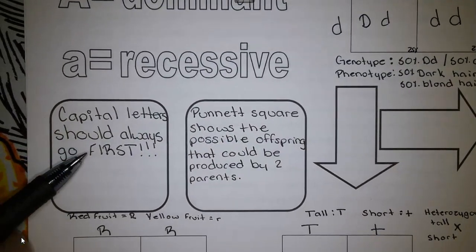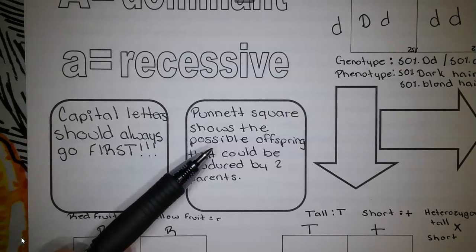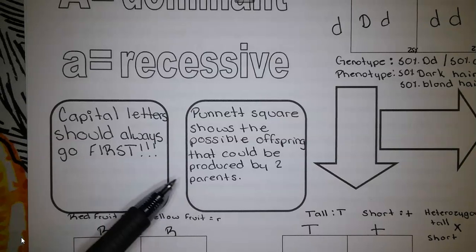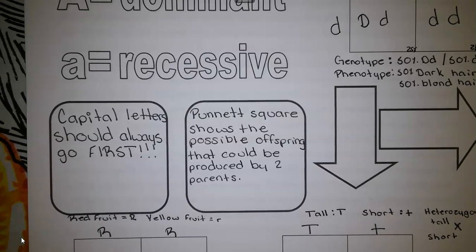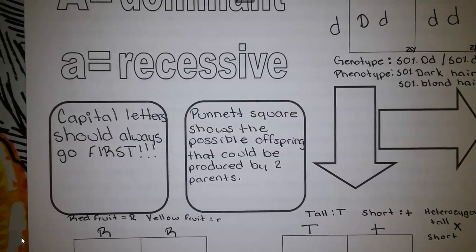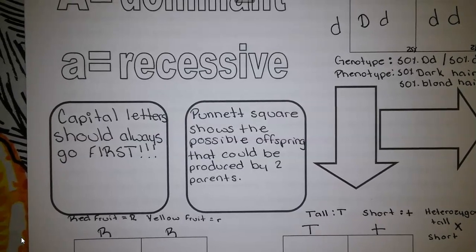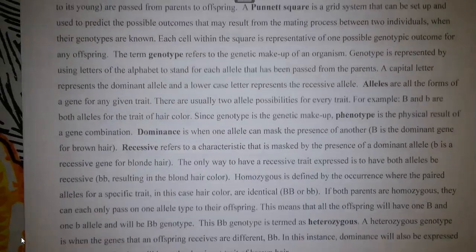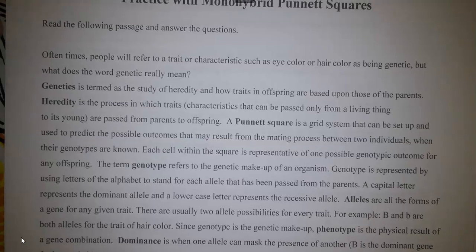Capital letters should always go first. And then the Punnett square is going to show the possible offspring that could be produced by both parents. So these are crosses basically, and these are called monohybrid crosses because we're only looking at one specific trait.